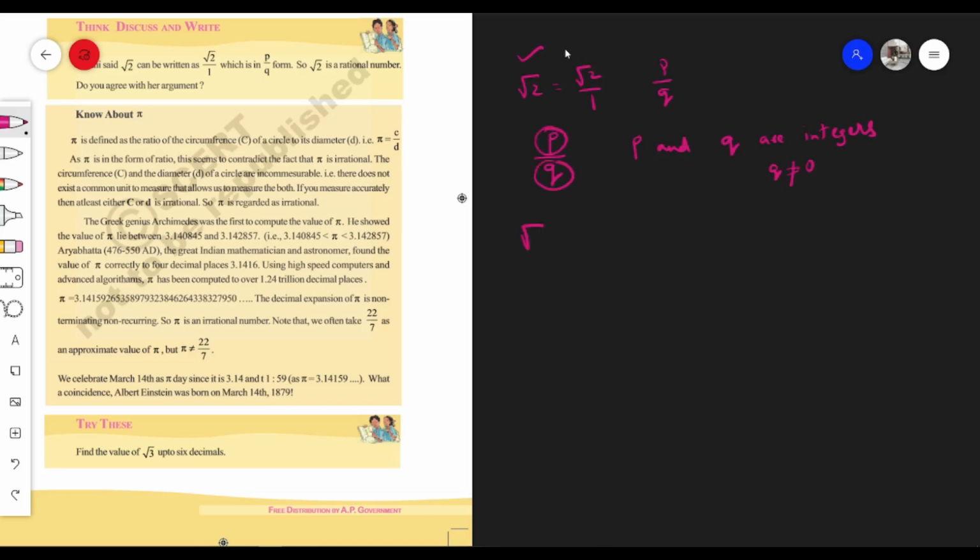But what did she do? She wrote square root of 2 equals square root of 2 by 1. Here she took a number other than an integer, which is an irrational number in fact. So it is not a valid expression, because root 2 is not an integer. That's why even though it looks as if it is in the p by q form, it is not a rational number, it is an irrational number. That's it. And see, at the end of the page you find the value of square root of 3 up to 6 decimals.